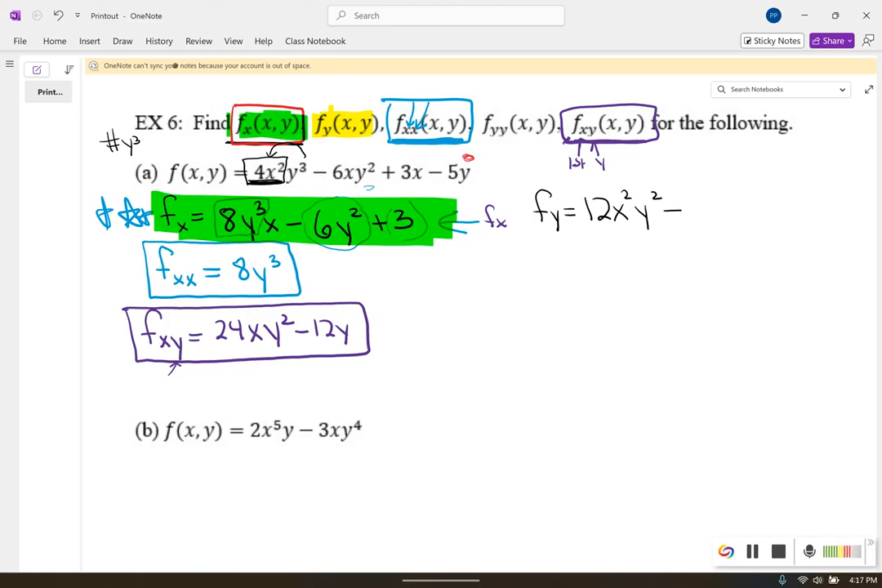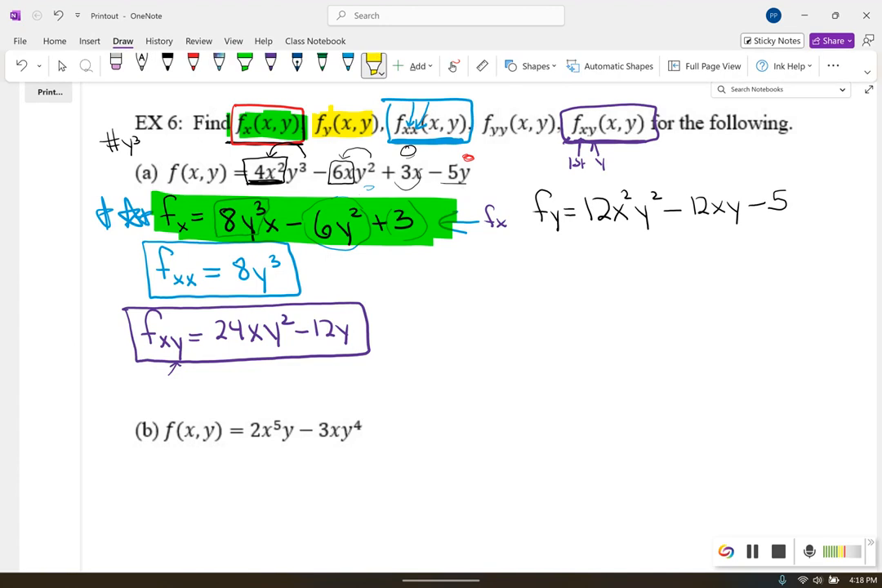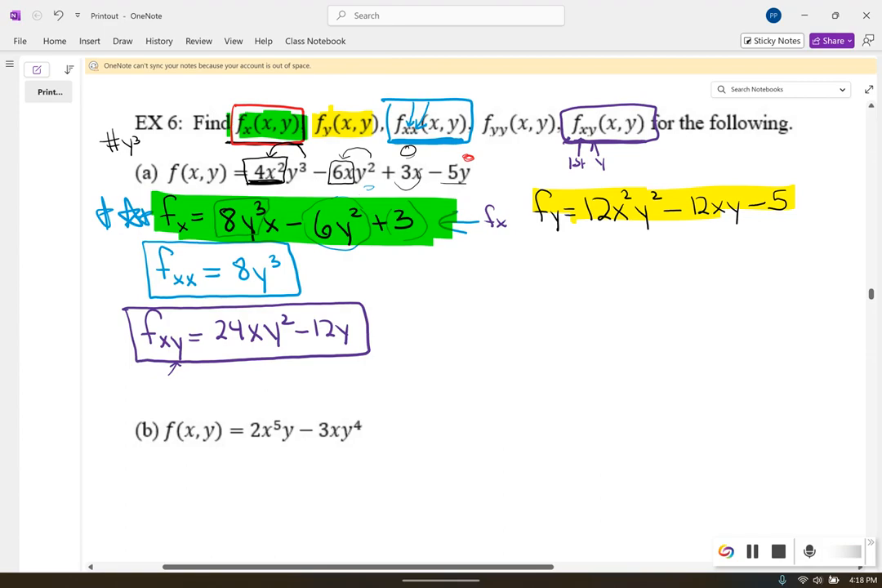minus, with respect to y, the 6x is just a constant. They're both constant numbers. So I just have this constant number times y squared. Derivative is going to be 2 times that number, y to the 1. With respect to y, 3x is just going to become 0. And with respect to y, the derivative of negative 5y is negative 5. And so I just found the partial derivative of my function with respect to y.